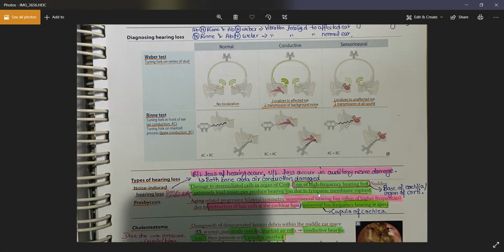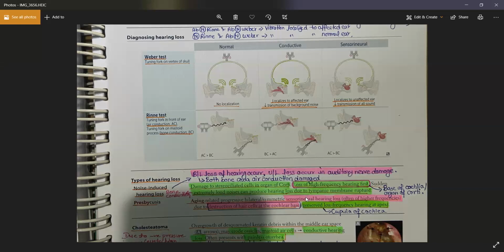And is it a unilateral hearing loss or a bilateral one? Can be any. But in case of this sudden type, you will generally have the bilateral loss, because both the ears will be exposed to the same loud noise, right? So generally it is bilateral mostly. It can be unilateral, of course, but mostly it is bilateral.